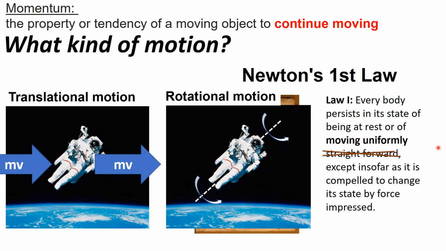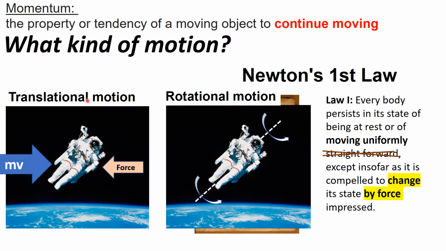So I'm going to change Newton's first law. I'm going to get rid of moving uniformly straight forward, because it's more than just going straight forward. It's any kind of motion. It's straight forward motion, it's rotational motion, it can even be vibrational motion. It's going to keep doing what it's doing until a force stops it. The velocity can be changed by a force.